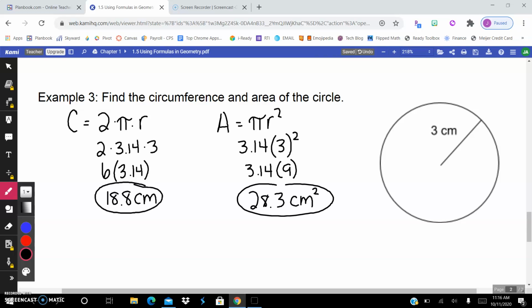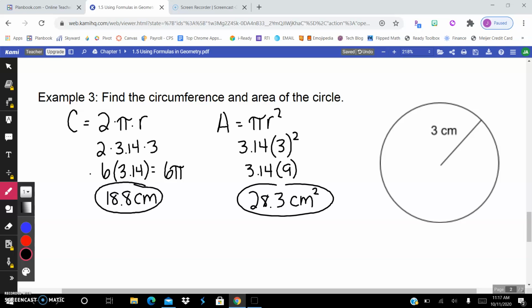Now, going back up to the last step here on both of those, if they asked you to give the answer in terms of pi, you would just simply leave the pi symbol in your answer. So for the circumference, I did the 2 times 3 and got the 6 right here. I would just write 6 and then the pi symbol. That's in terms of pi. That's the most exact answer that you can give. When we actually did the multiplication, we had to round. So if they ask for an exact answer, leave the pi symbol.